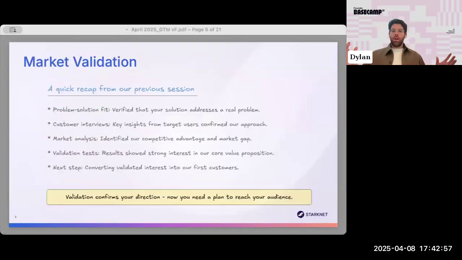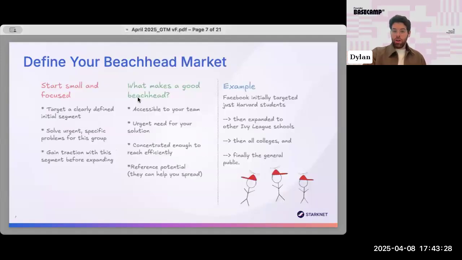And then just really quickly, a recap from what we covered in our first session about market validation. Ideally, in this situation, you verified that your solution addresses a real problem. You've done this through customer interviews, market analysis, and your validation tests have shown that there's strong interest in your core value prop. And then comes the next critical step, which is converting that interest into actual customers. So market validation confirms your direction, but you still need a concrete plan to reach your audience effectively.